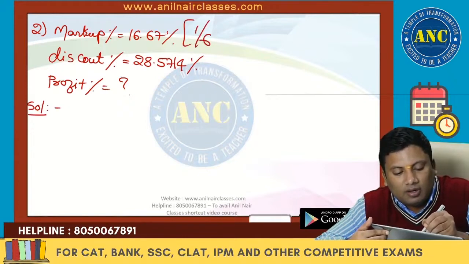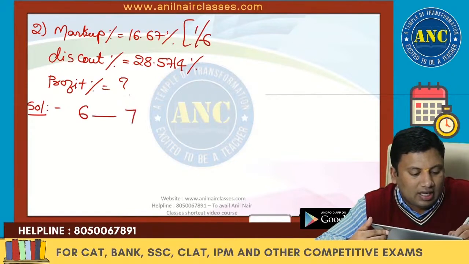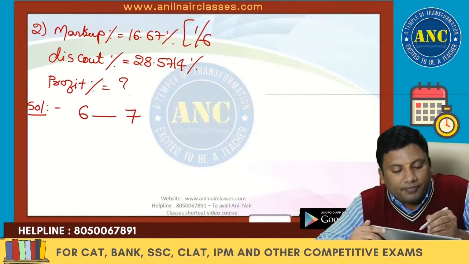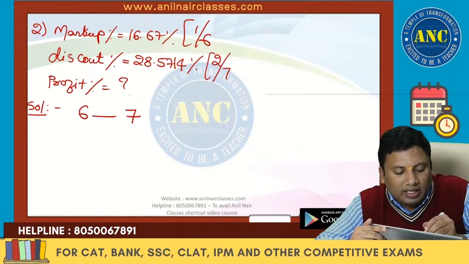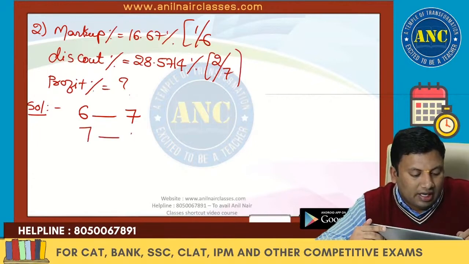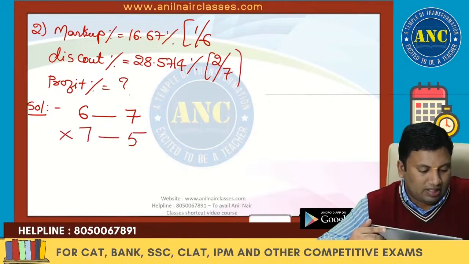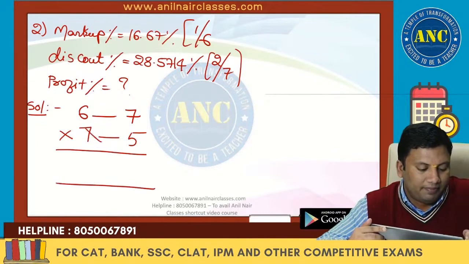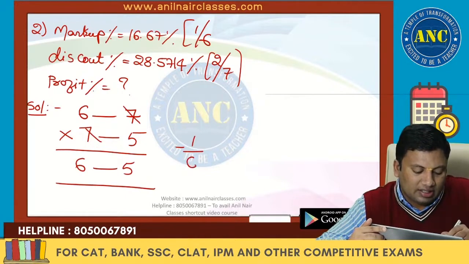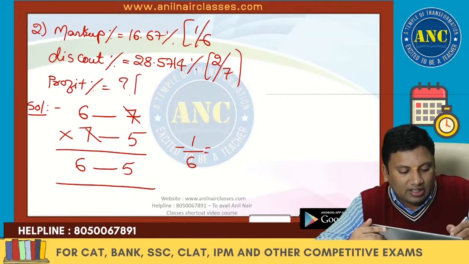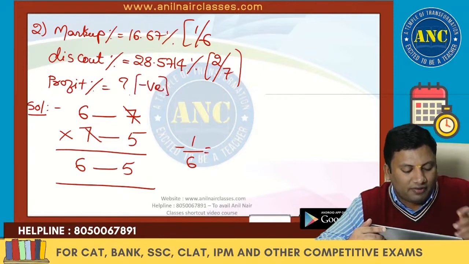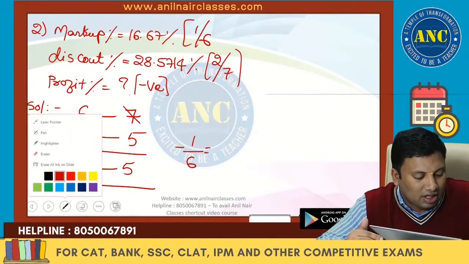16.67 is 1 by 6. 6 with a 1 increase is 7. This is 2 by 7. 7 with a 2 decrease is nothing but 5. If I multiply, 6 became 5. There is a decrease of 1 out of 6. In fact, I got a negative value for profit, which is nothing but loss.